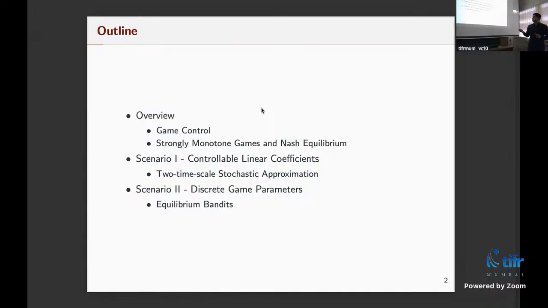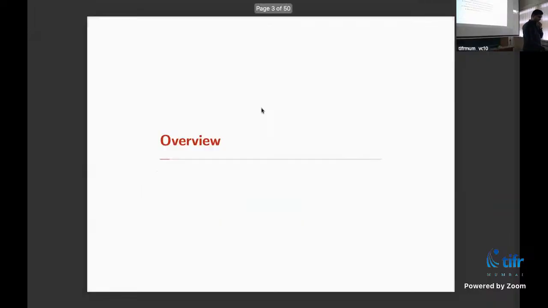And then I will give another scenario of game control where there is a discrete set of parameters that the manager controls, and we will discuss a bandit-based algorithm for that, a slight variation of the standard stochastic bandits called equilibrium bandits. So this is the overall outline. So let's start.